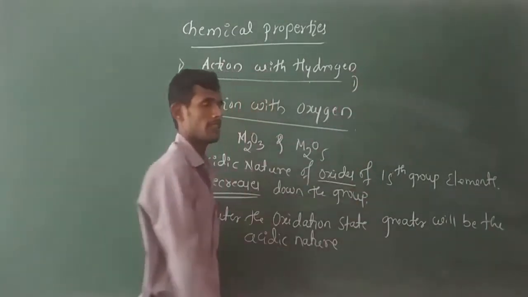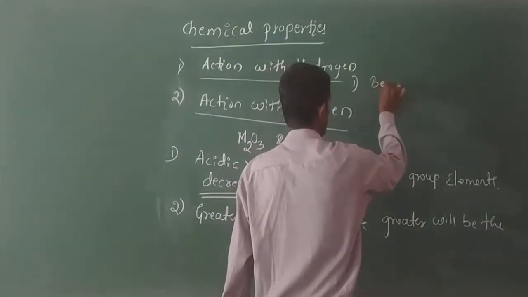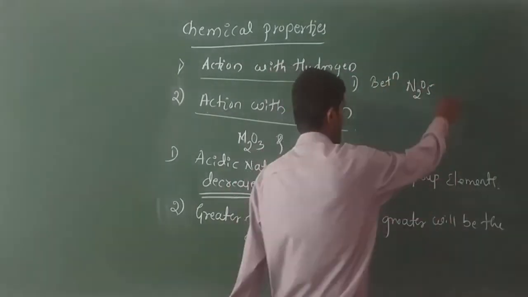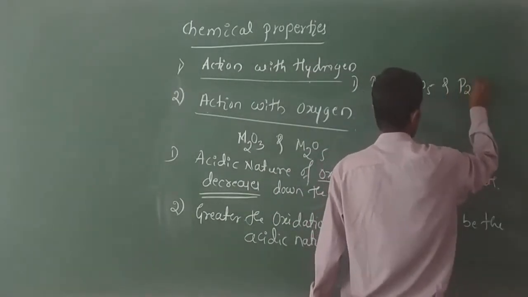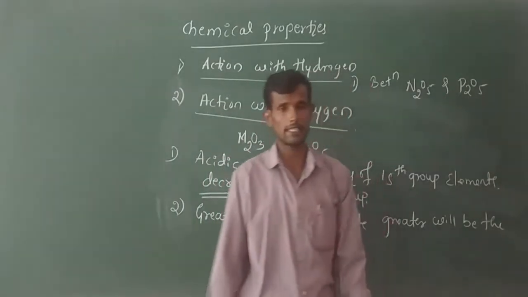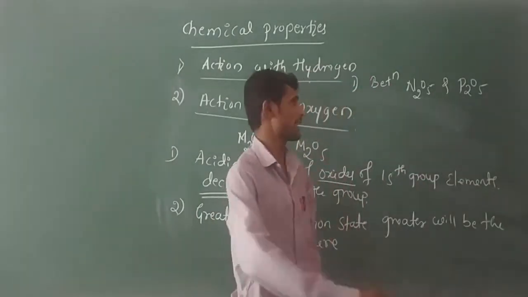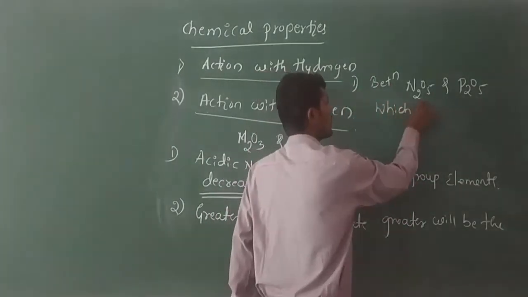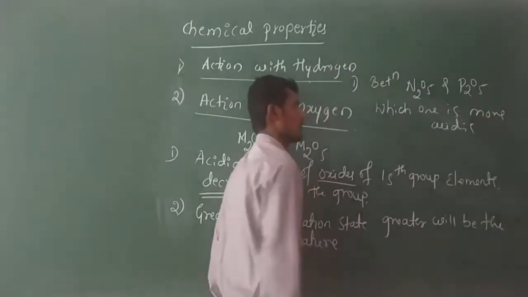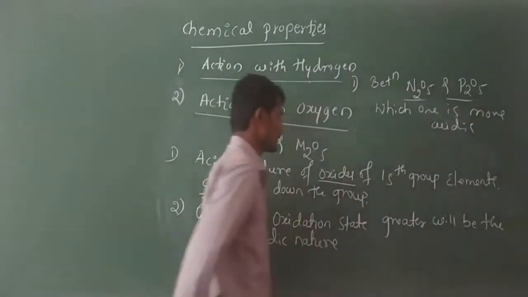What are those questions? In the first question, between N2O5 and P2O5, dinitrogen pentoxide and diphosphorus pentoxide, which one is more acidic? Yes, N2O5 and P2O5. You know these concepts.